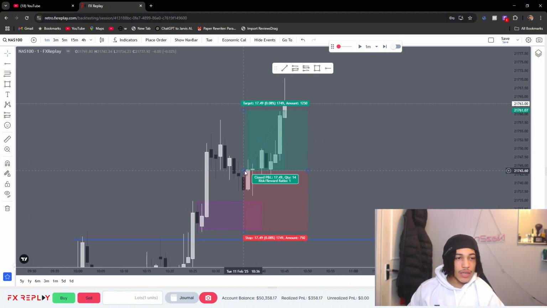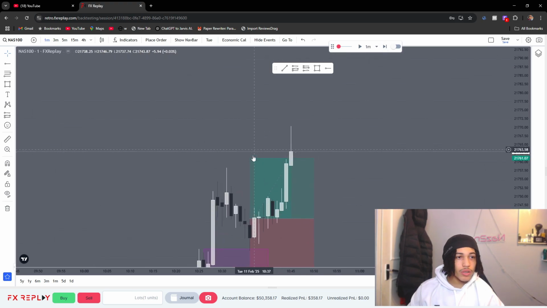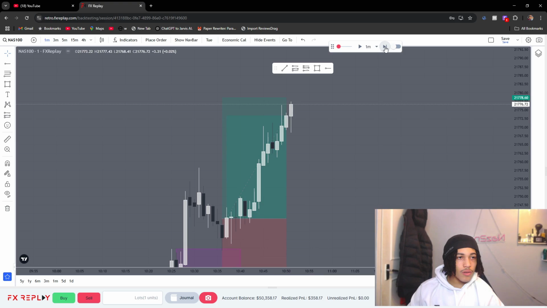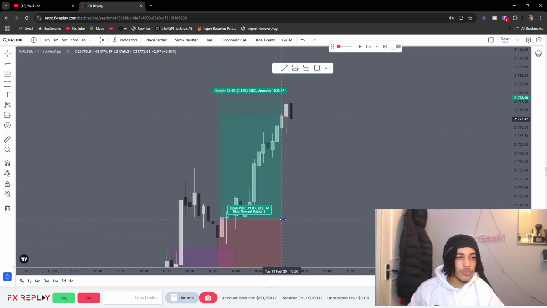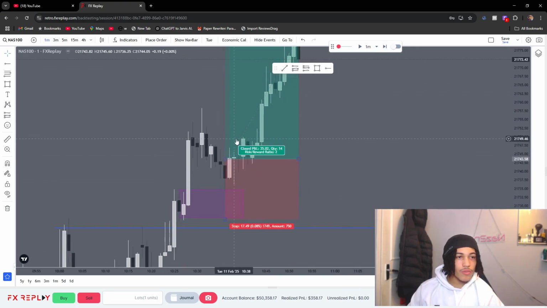Entry above this candle, targeting a 1-to-1. If you wanted, you could do a 1-to-2. Pretty sure it would hit a 1-to-2. Let's see. 1-to-2 would be here. Yeah, hit a 1-to-2.